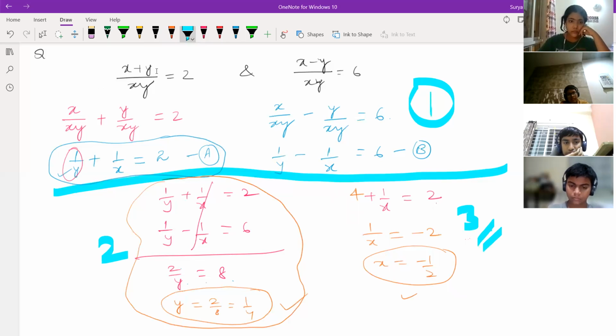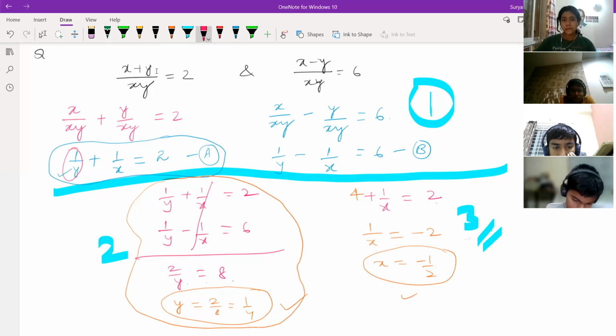Where's your doubt? Tell me, Deepshikha. I actually got x as 1/4 and y as minus 1/2. I think I did something wrong in the second one. Okay, see where you have made the mistake. Anyone who is having doubt over here? Say fast, if you're having doubt. No, sir, no doubt. Okay.